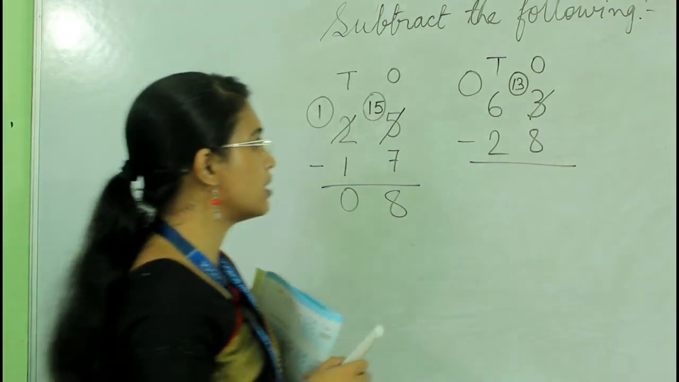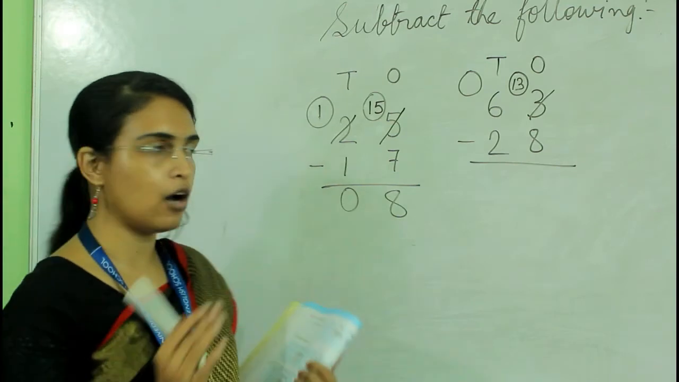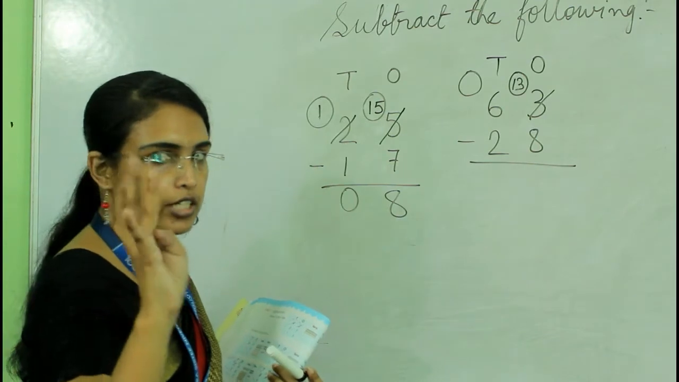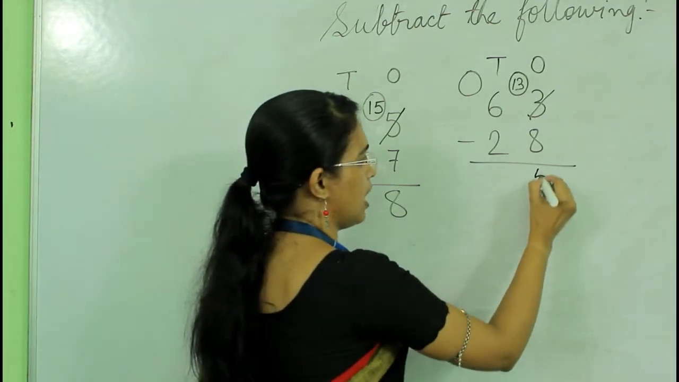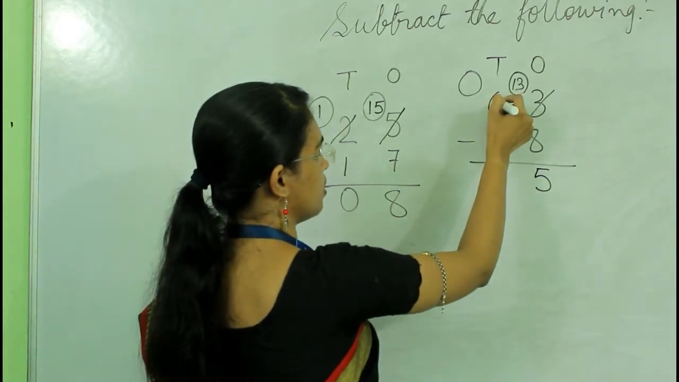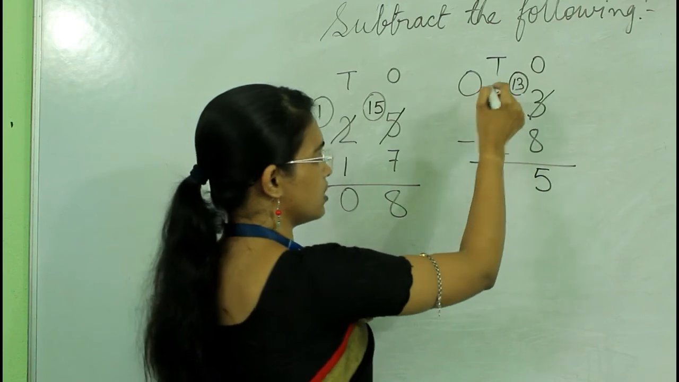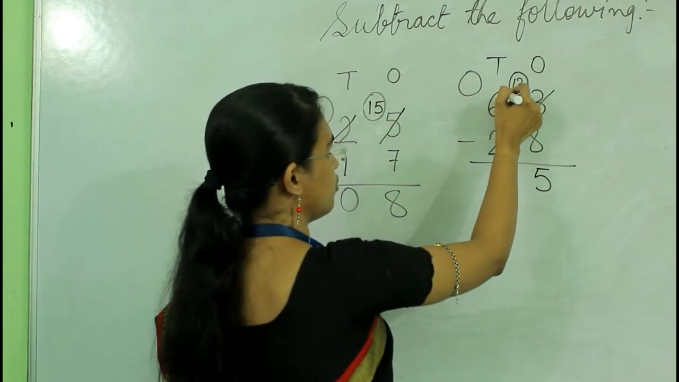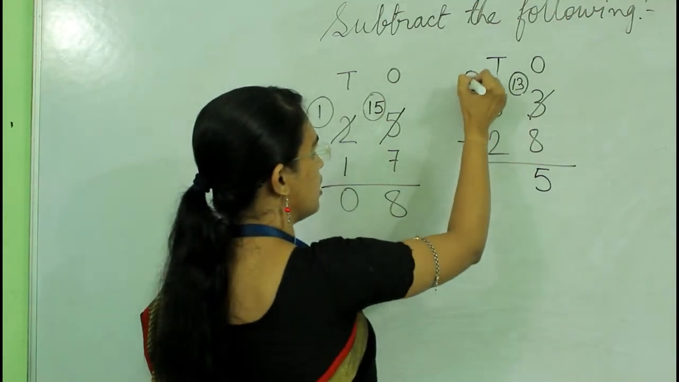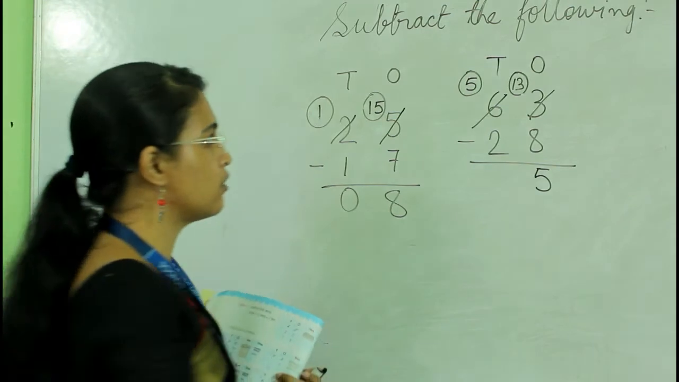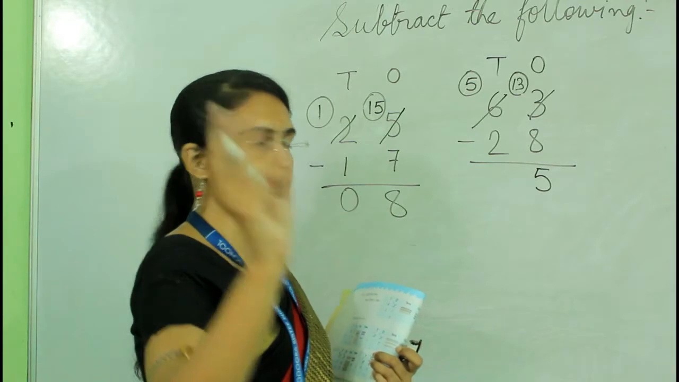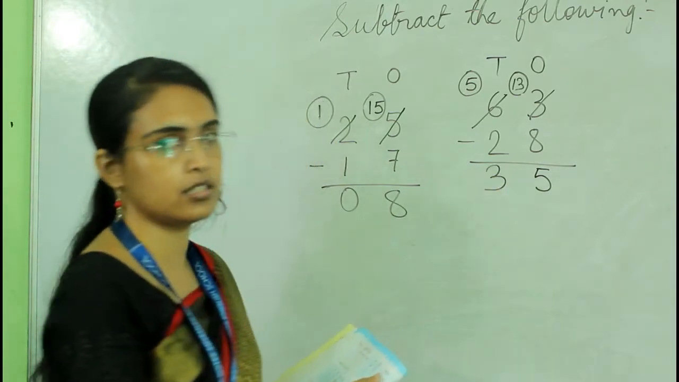Right. So after writing this, now you can subtract. So subtract 8 from 13. 9, 10, 11, 12, 13. So the answer is 5. And this carry goes to the tens place, and we have to add this carry to the first number which is in the tens place. So when you add 1 to 2, the answer is 3. Now you have to subtract the tens place. So 6 minus 3 is 3. So the answer is 35.